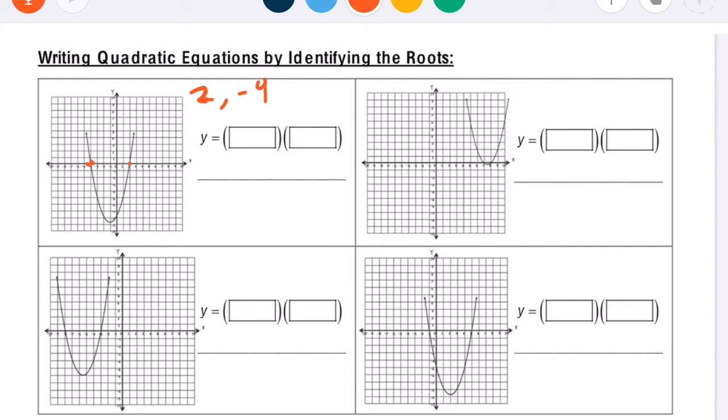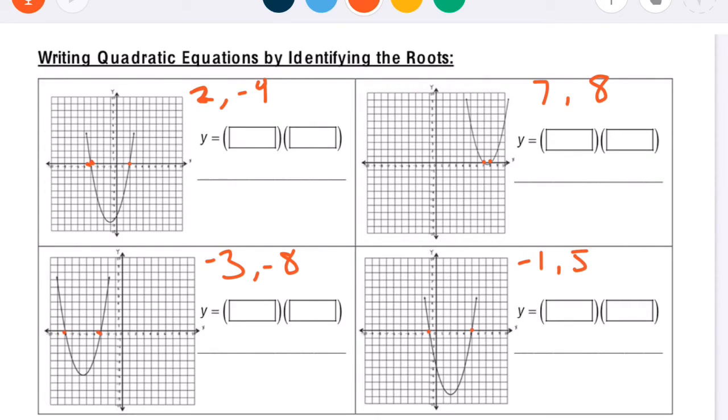Let's look at the second problem. They are close to each other, and it's a little bit hard to write with my stylus here, but they are crossing at 7 and 8. Moving on to the third problem, they are crossing the x-axis at -3 and -8. And finally, the last problem, they are crossing at -1 and 5.